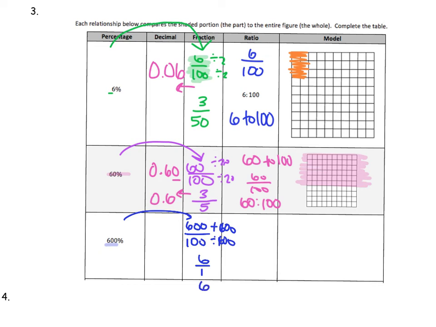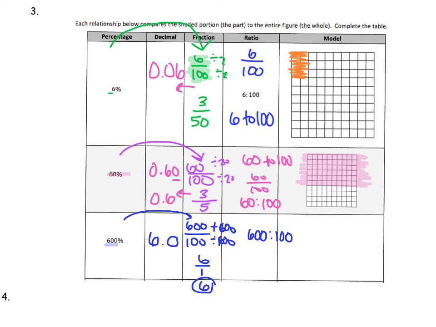Now, if my fraction reduces to simply 6, that is 6 wholes. So as a decimal, it'd be 6.0 or 6 wholes. And then my ratio would be 600 colon 100. Could always write that in all 3 ways.